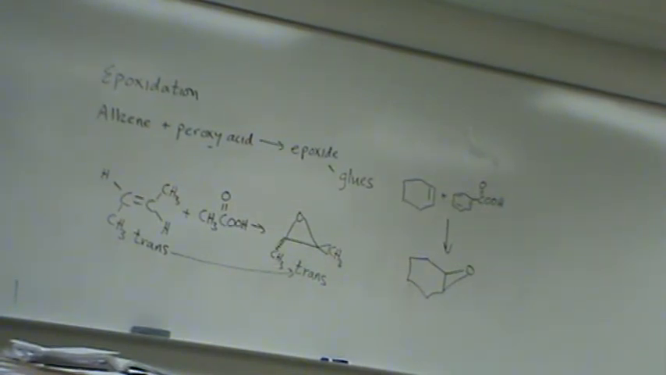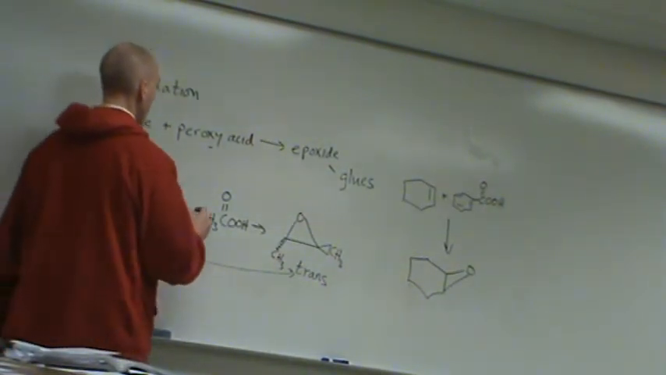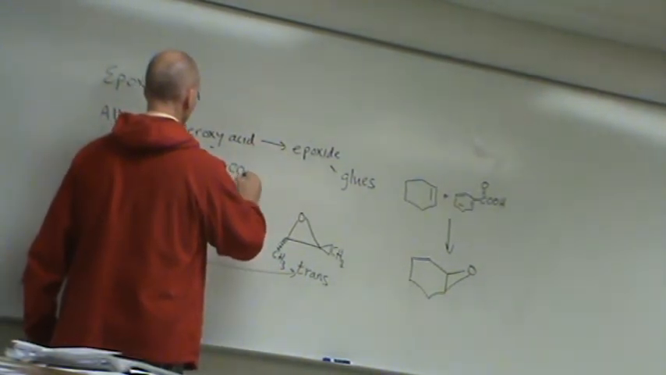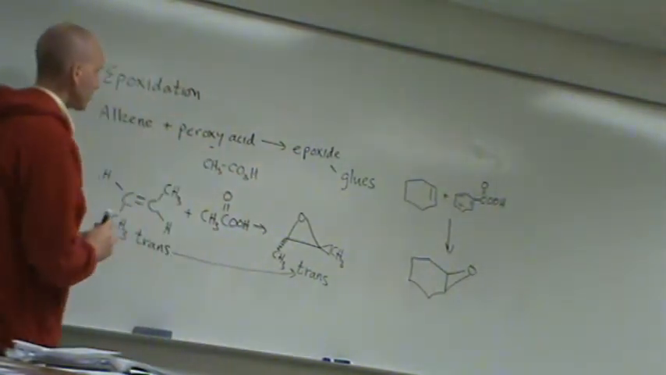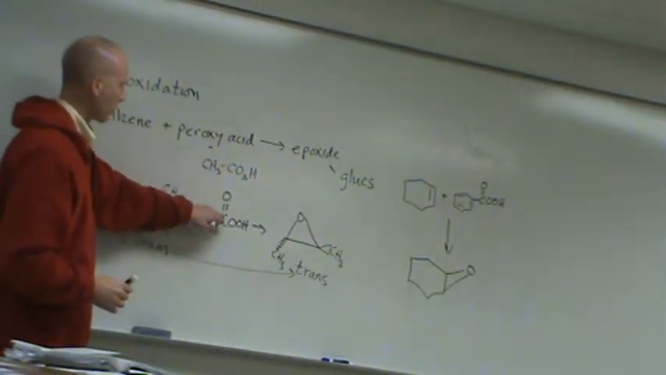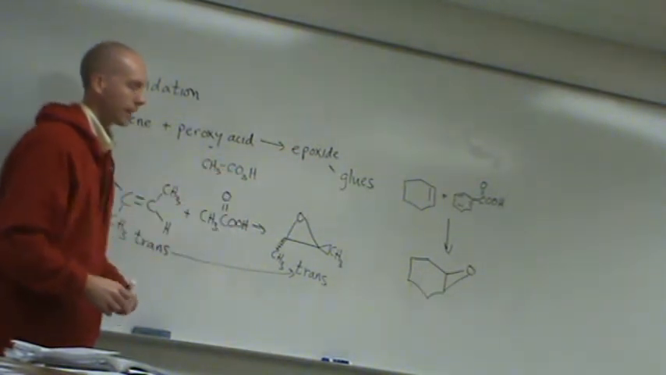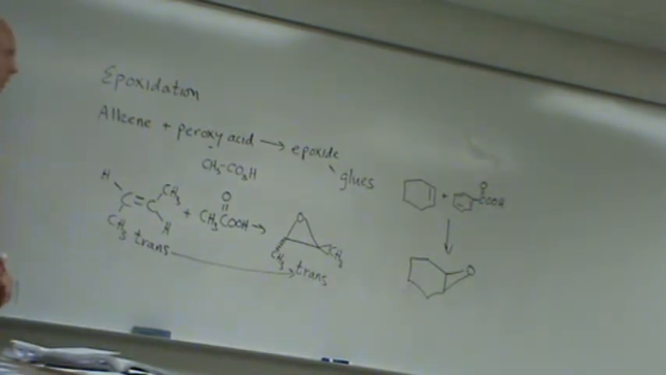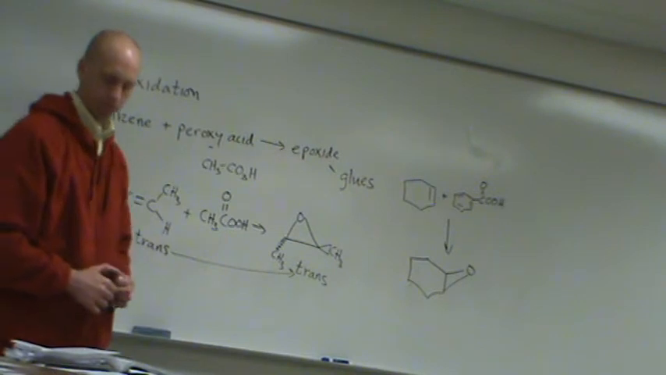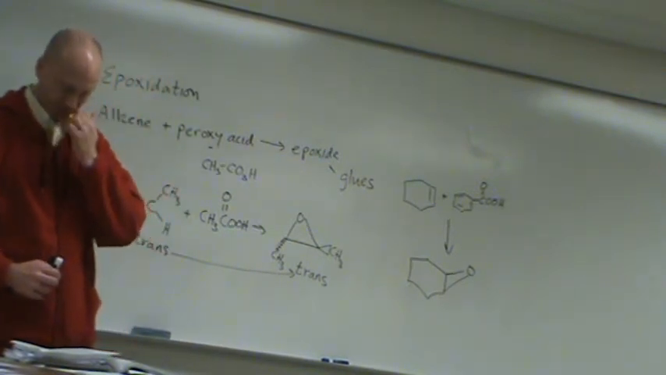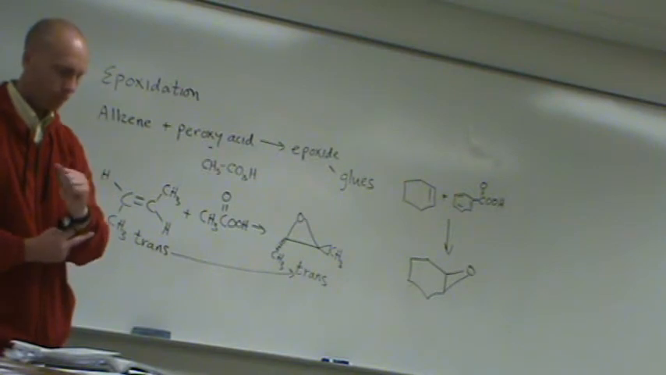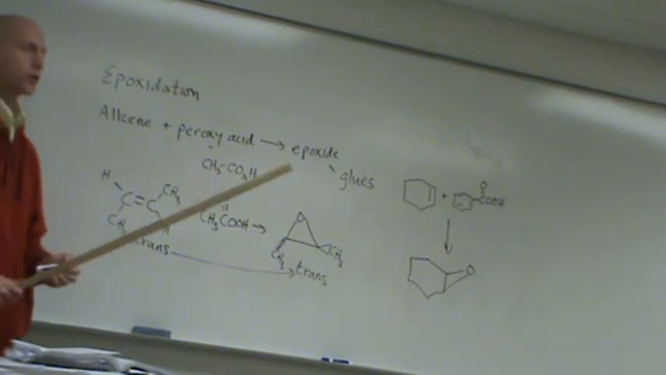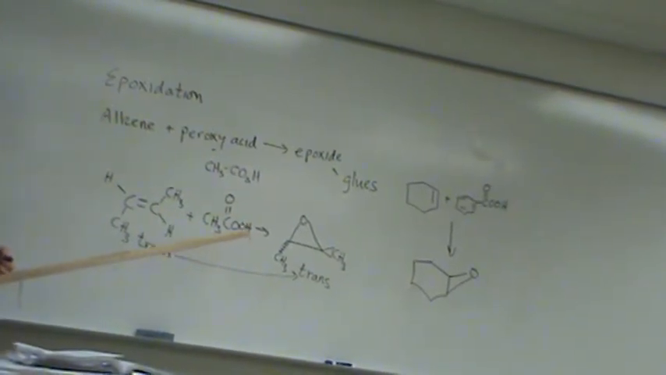The other thing to point out is this peroxy acid is sometimes condensed like this, where I show all three oxygen atoms in a condensed formula. So be on guard, sometimes you'll see it written like that. So that's the epoxidation reaction. Any questions on that one?